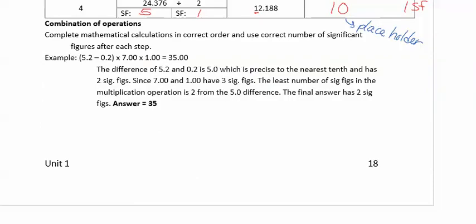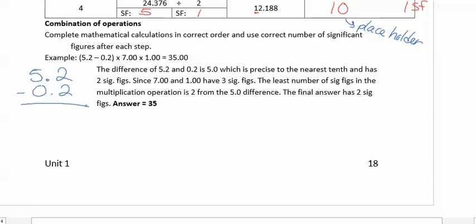The last little bit of sig figs is taking a look at combination operations. This is when you have both addition and multiplication. If you have addition and subtraction, it's not a problem, or multiplication and division is not a problem. It's only a problem when you have both. So what we're going to do, in this problem we have parentheses. We're going to do parentheses first.